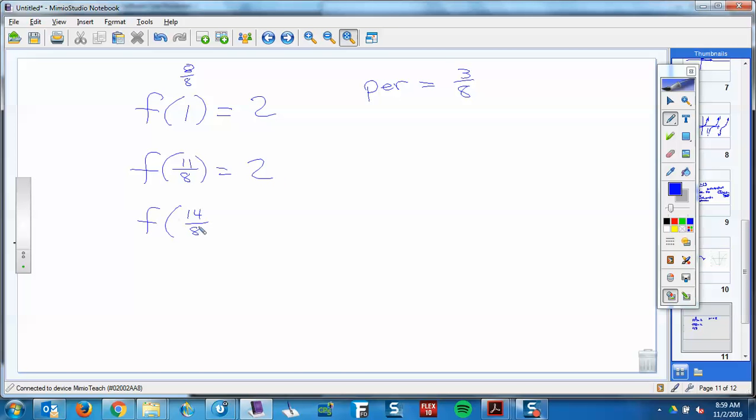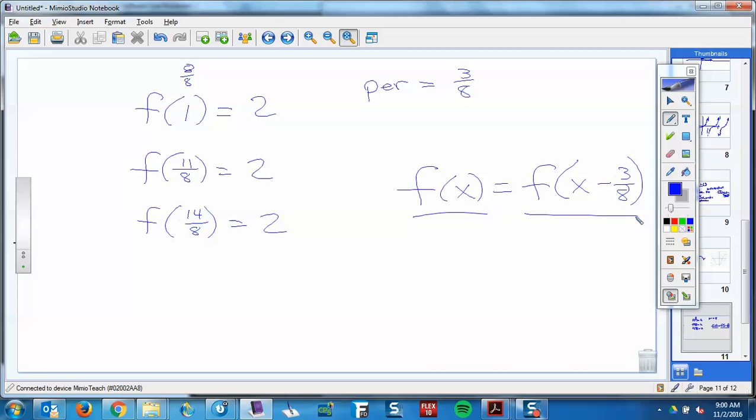14/8, right? I keep adding 3/8. I don't even care if you reduce that, doesn't matter. That would be 2, and so forth and so on, right? And by definition, this would be saying f of x is equal to f of x plus or minus 3/8, right? That's the definition of periodic, right? If you shift it 3/8, you get the same output as if you didn't shift it.